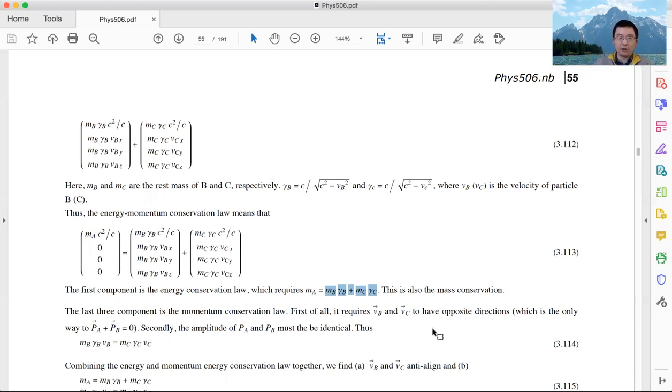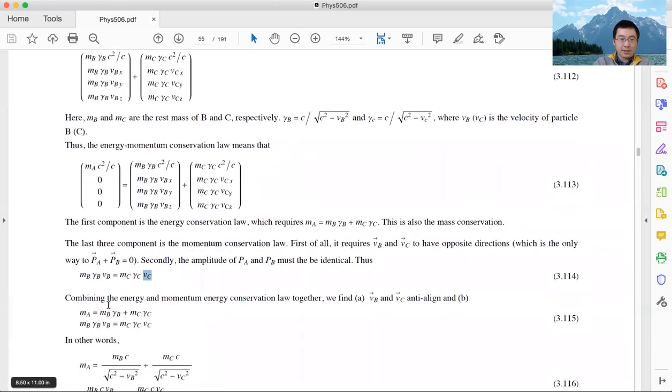That's the first conclusion. And secondly, in order to make sure that they perfectly cancel each other, the total momentum of particle B and the total momentum of particle C need to equal each other. So this is the amplitude of velocity for particle B. This is the amplitude of velocity for particle C. They should equal each other. In other words, these two momenta are pointing along opposite directions, and they have the same amplitude. That's the only way to make the total momentum equal 0.